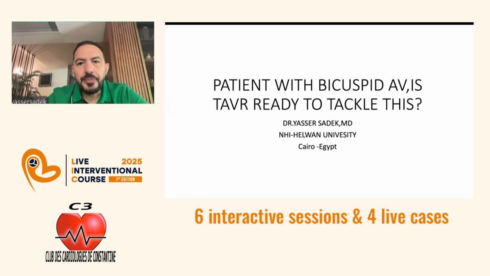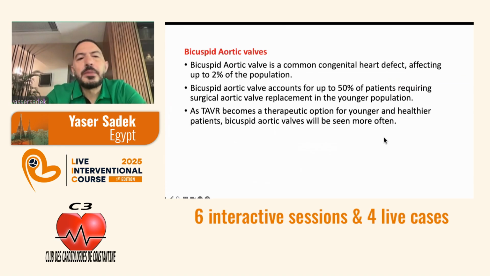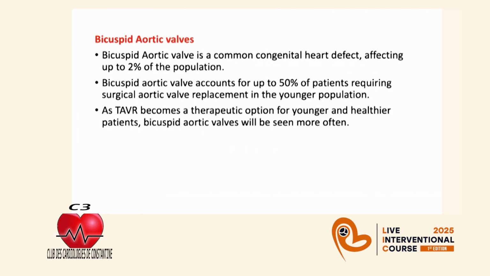We will discuss a very hot topic in TAVR: bicuspid aortic valve. As you all know, the bicuspid aortic valve is a common congenital heart defect affecting up to 2% of the population. Bicuspid aortic valve accounts for up to 50% of patients requiring surgical aortic valve replacement, and this is more evident in the younger population.